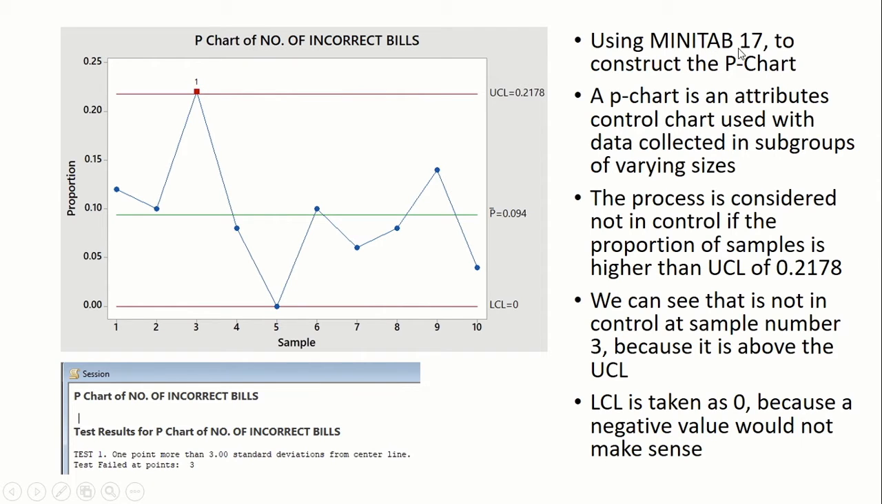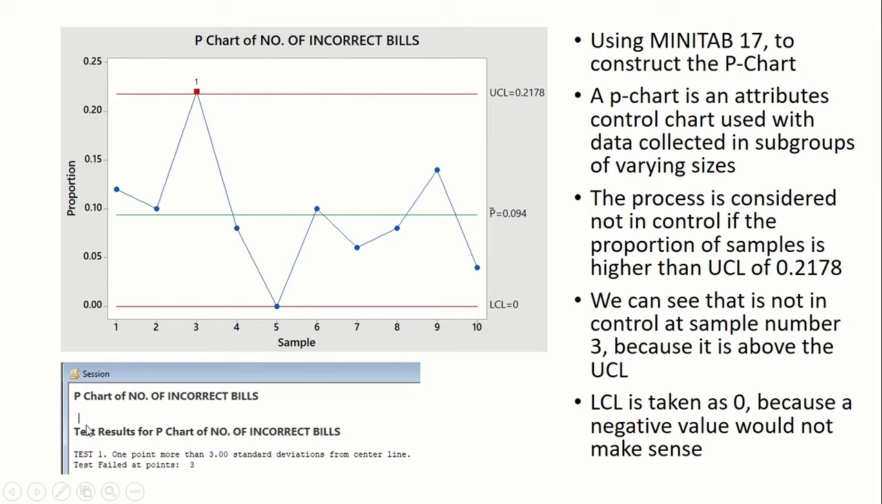Then using Minitab 17 to construct the P chart, you can see here, this is the P chart, this is the P bar, this is the upper control limit, and this is the lower control limit taken as 0. The upper control limit, as we calculated before, is 0.2178. A P chart is an attribute control chart used with data collected in subgroups of varying size. The process is considered not in control if the proportion of samples is higher than the upper control limit of 0.2178. We can see that it is not in control at sample number 3 because it is above the UCL.